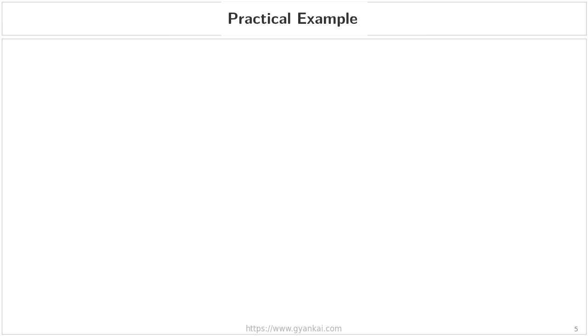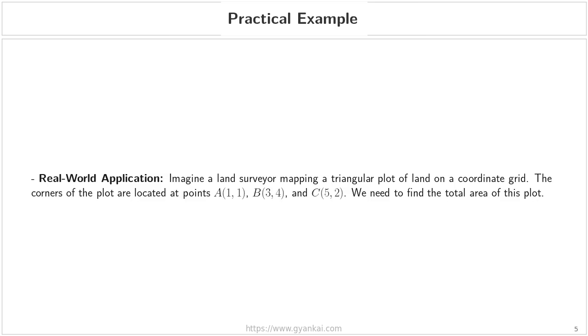Practical example. Now that we have understood the theory and the structure of the determinant, let's put it into practice with a real-world application. Imagine you are a land surveyor tasked with mapping a triangular plot of land on a coordinate grid. The corners of this plot are located at 3 specific points: point A at 1, 1, point B at 3, 4, and point C at 5, 2. Our goal is to find the total area of this plot using the method we just learned. Let's walk through the solution step by step.